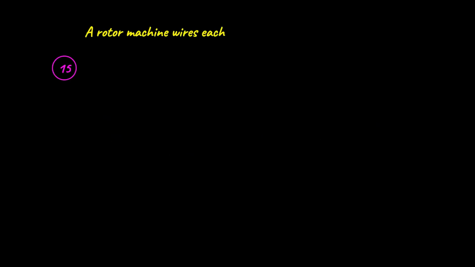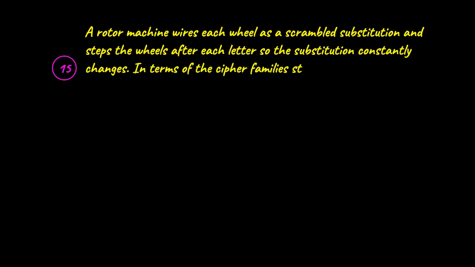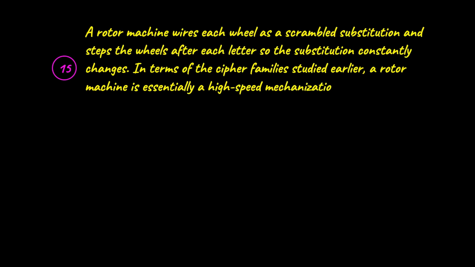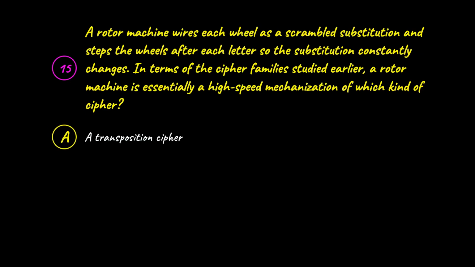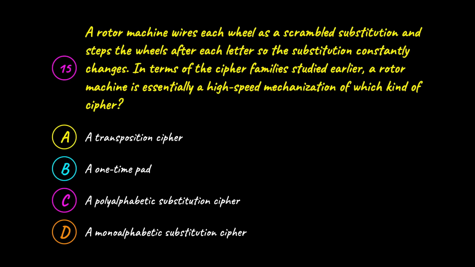Question 15. A rotor machine wires each wheel as a scrambled substitution and steps the wheels after each letter, so the substitution constantly changes. In terms of the cipher family studied earlier, a rotor machine is essentially a high-speed mechanization of which kind of cipher? Your options are A. A transposition cipher, B. A one-time pad, C. A polyalphabetic substitution cipher, D. A monoalphabetic substitution cipher. Don't overthink it. Which one feels right?